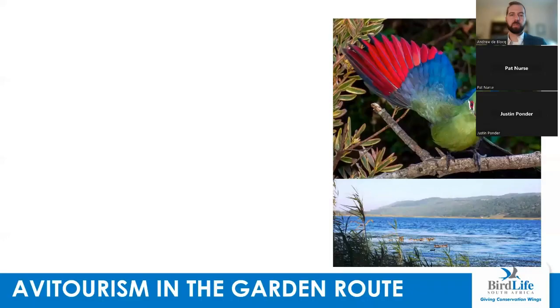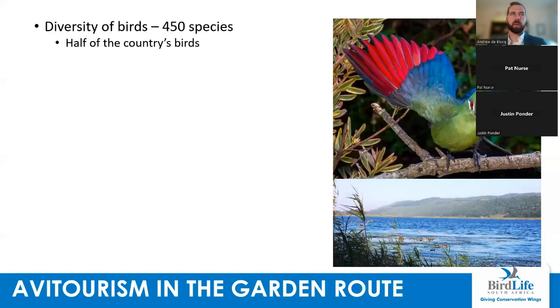All right, back to the presentation at hand. We talked about Avitourism in South Africa and how valuable it is. So let's zoom in a bit onto the Garden Route. Here we have an incredible diversity of birds. I mentioned we have just under 900 birds in South Africa. Well, in the Garden Route and Klein Karoo, or the Garden Route district, we have over 450 species that have been recorded. That is an incredible amount of diversity to have in one restricted area of the country, and I think it's mainly because of the incredible diversity of habitats.